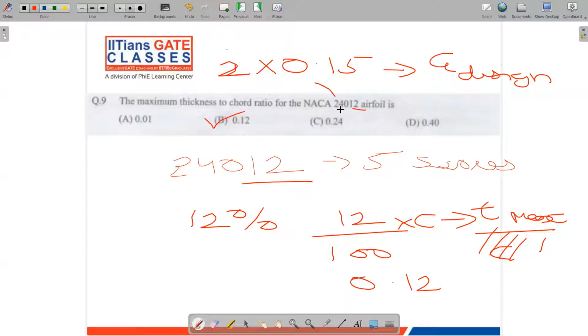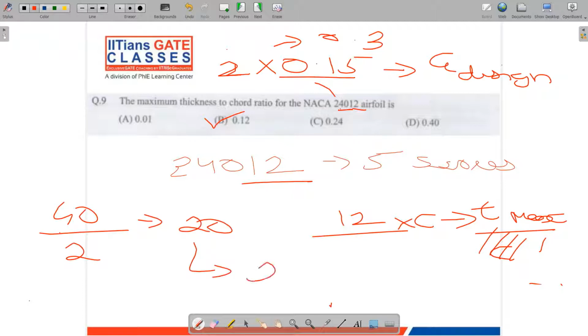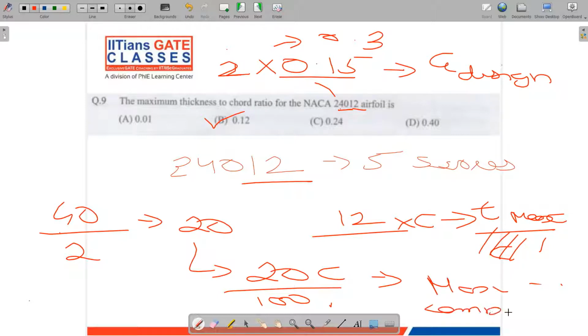And then the second and the third digits together are 40. If I do 40 by 2, that is the second and third digits divided by 2, I get 20. The significance of this number is that it tells you, in percentage of chord, the location of my maximum camber. So if I do 20 by 100 times the chord, it gives me the location of max camber. All right. So from the leading edge, if I go to a location of 0.2 times C, I get the location of maximum camber.